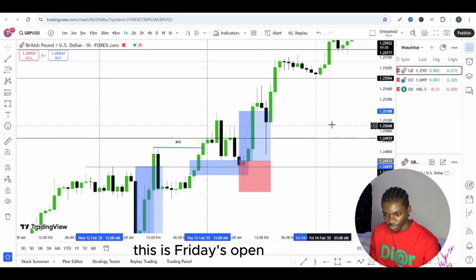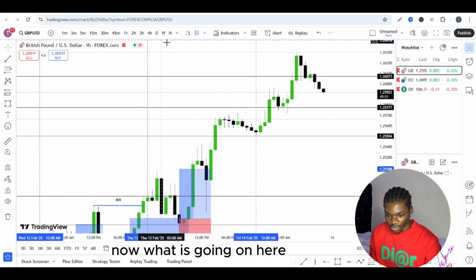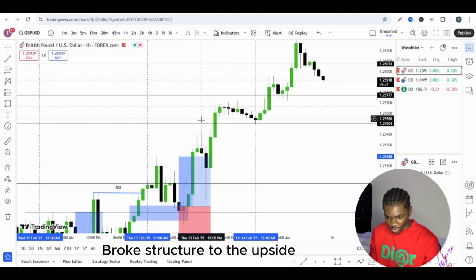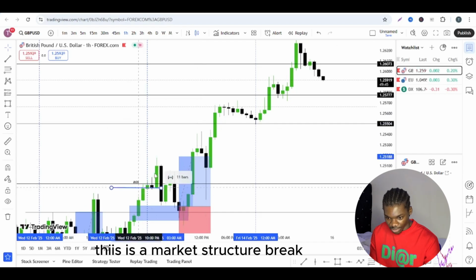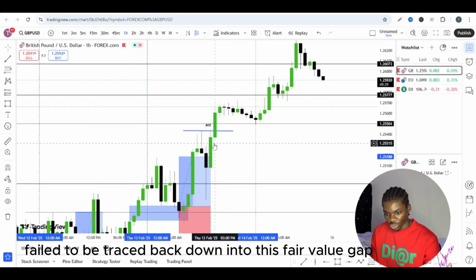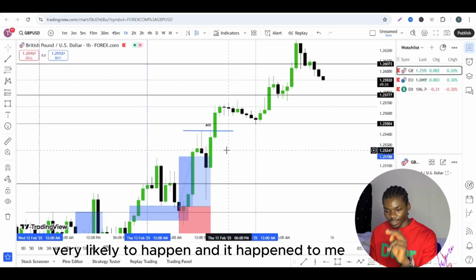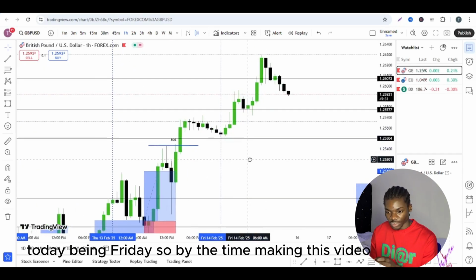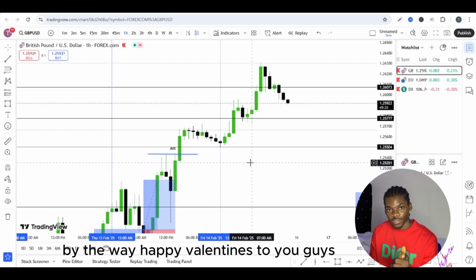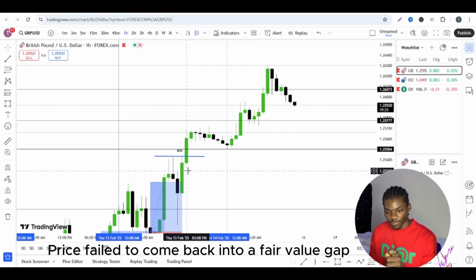This is Friday's open. Remember I told you guys I trade time and price. Now, what is going on here? The market came down, broke structure to the upside. This is a market structure break. It failed to retrace back down into this fair value gap. This is very, very likely to happen, and it happened to me today being Friday. By the time I'm making this video, this is February 14, 2025. By the way, happy Valentine's to you guys. So price failed to come back into a fair value gap right here.